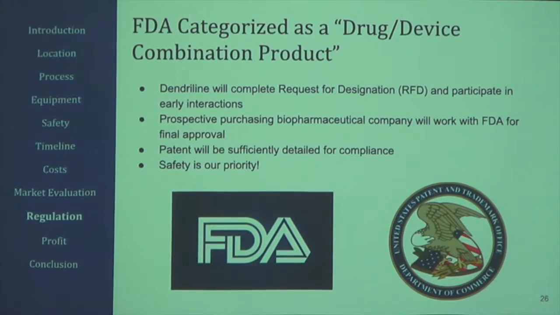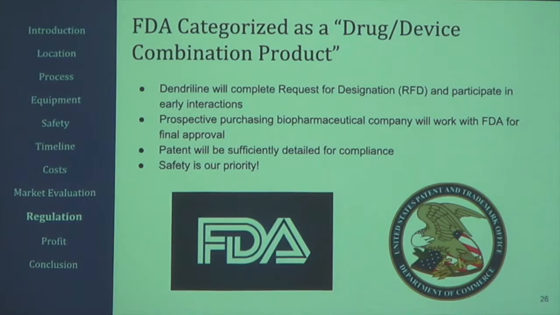So this field is heavily regulated by the FDA. So initially, we'll be working with them to do the designation request, because it's categorized as a drug device combination product. So we'll do the initial steps with them, and then once we have the sale, the resulting purchasing company will take over and work with the in vitro testing and any other regulations, things that need to take place afterwards. But our safety is our priority, so we'll be implementing those things throughout. We'll also be working with the patent office to be able to do the steps that we need to get patented.